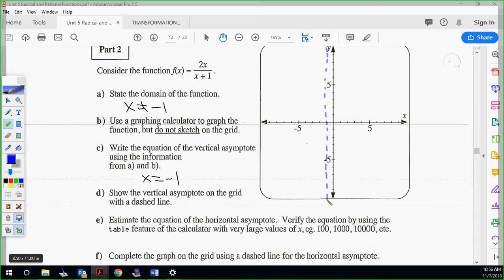So go ahead and look and see, guys, what's happening for the horizontal asymptote. What it's saying is look and see where it's flattening out at. It's getting really close to 2. Good. That is your horizontal asymptote. Who can see why?